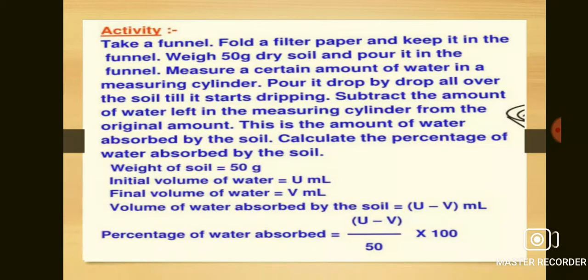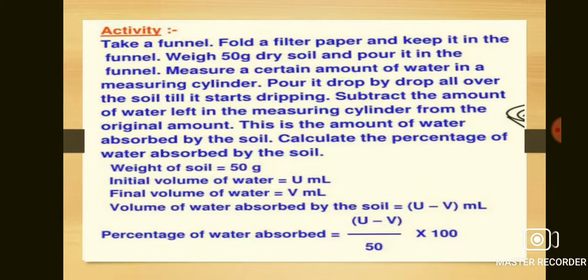Subtract the amount of water left in the measuring cylinder from the original amount. This is the amount of water absorbed by the soil. Calculate the percentage of water absorbed by the soil.